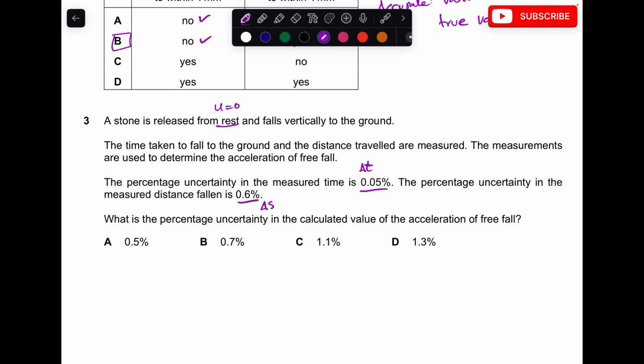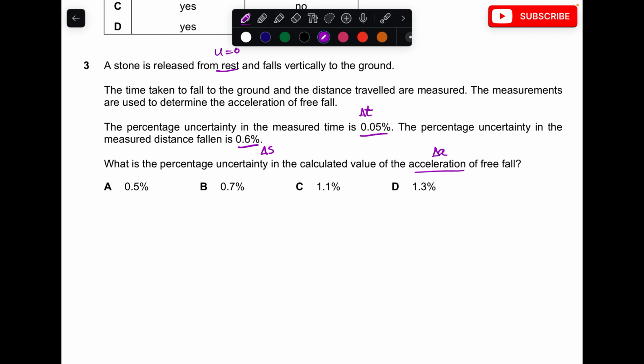So this is delta S. What is the percentage uncertainty in the calculated value of acceleration? You have to find a. So if we have to find a, first thing, this is a free fall motion, constant acceleration, so you have to apply an equation of motion. So when you look at the data, you have s, u, t, and a involved. So the equation that will be applied is s equals ut plus half at squared.